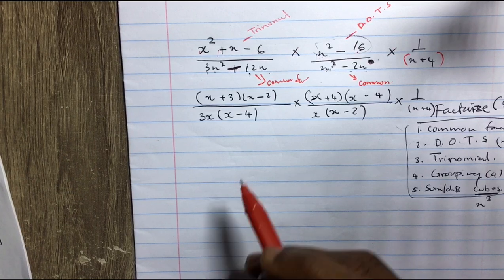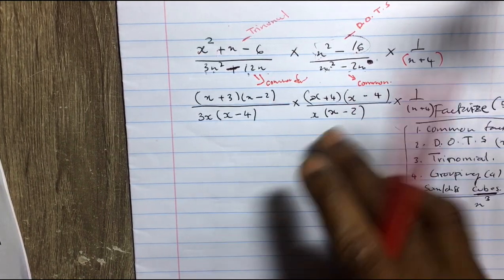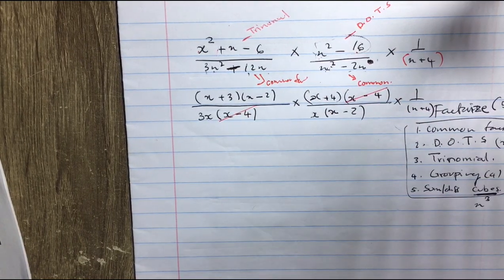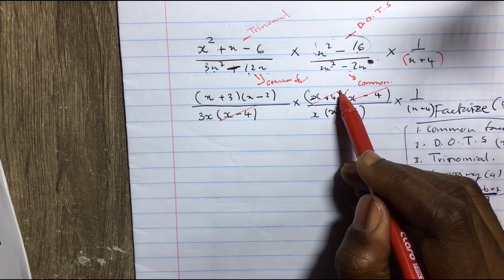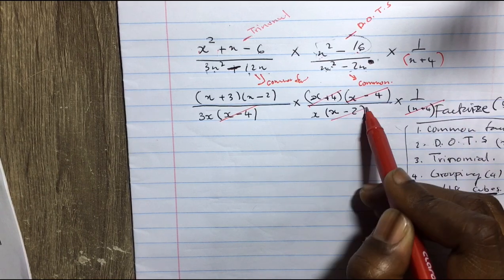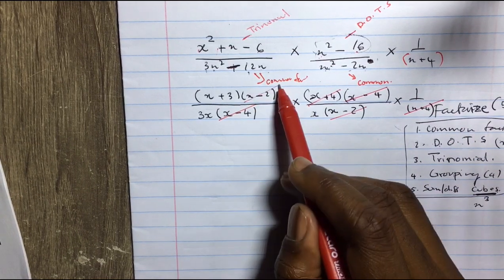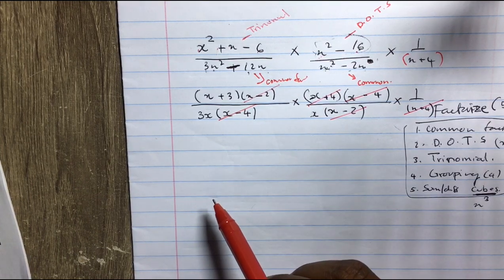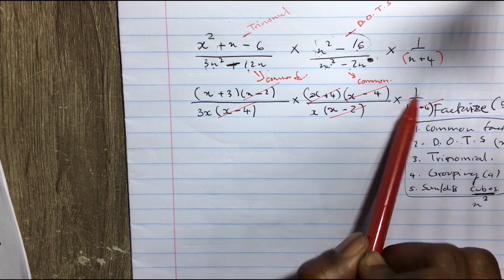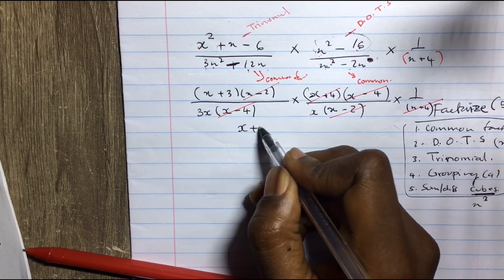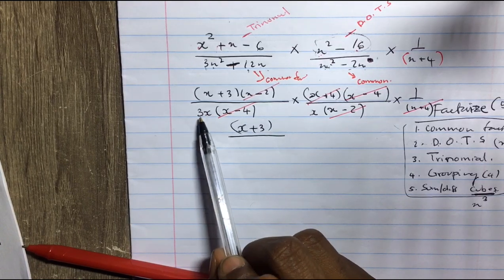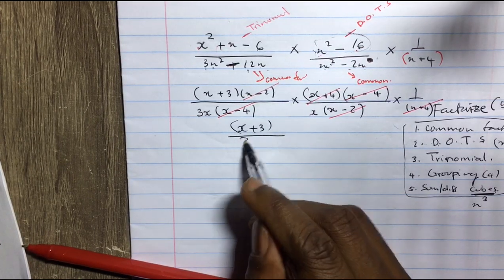So we start the cancelling process. Numerator by denominator, you identify the ones that are the same. So x minus 4 numerator cancels with x minus 4 denominator. x plus 4 numerator cancels with x plus 4 denominator. x minus 2 denominator cancels with x minus 2 numerator. I hope you understand. Then we're going to write whatever is left on top. So x plus 3 times 1 becomes what? x plus 3. And then at the bottom, I'm left with 3x times x. So what's the answer? 3x squared.